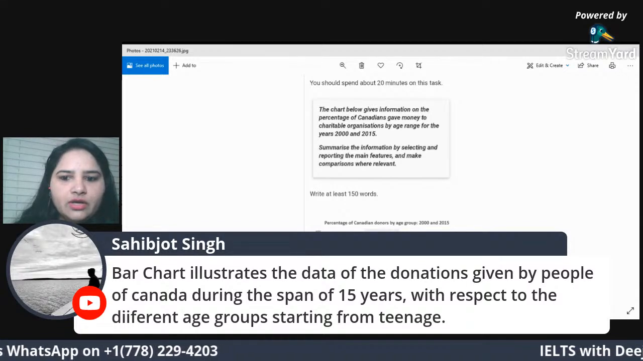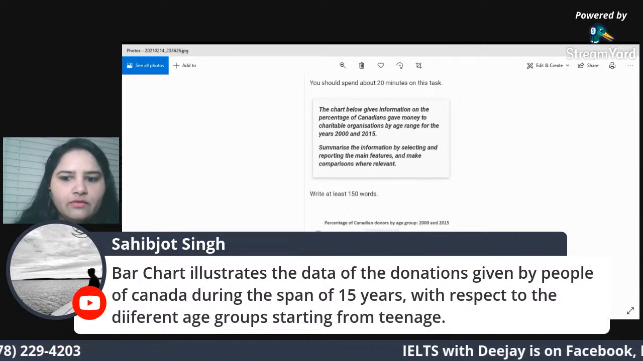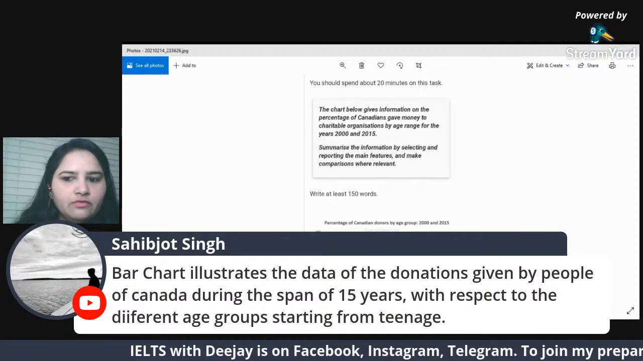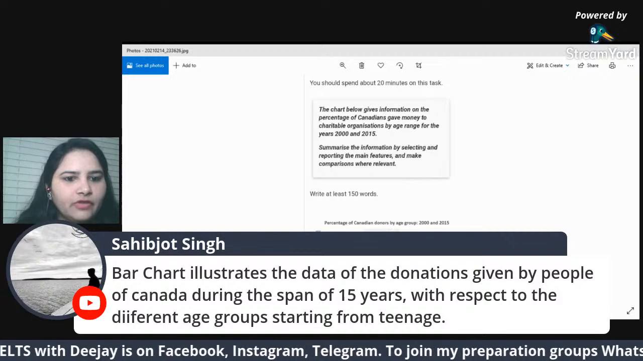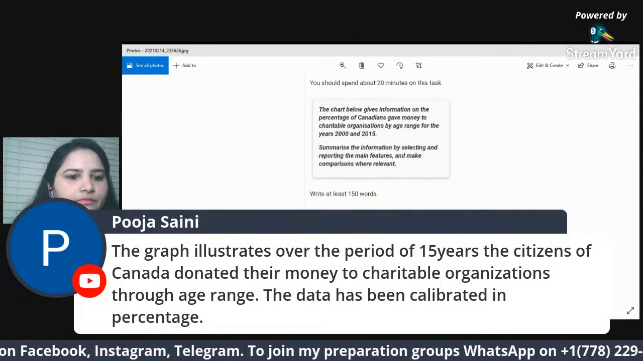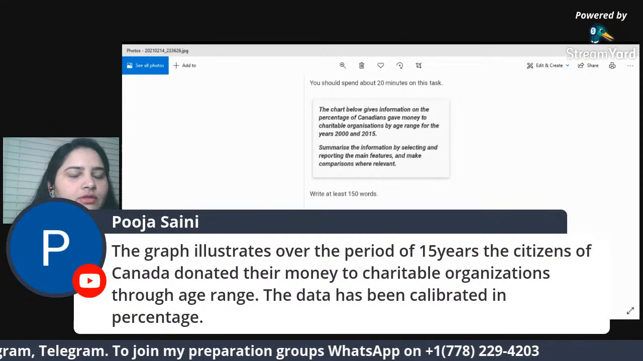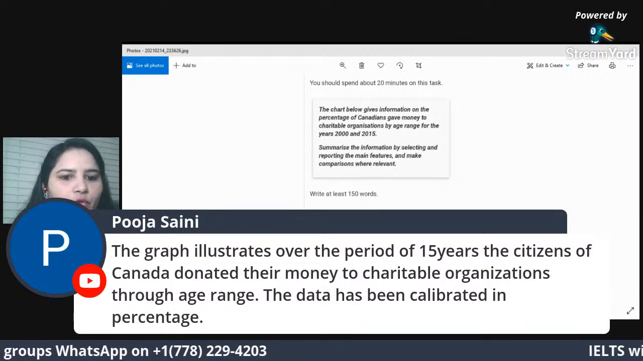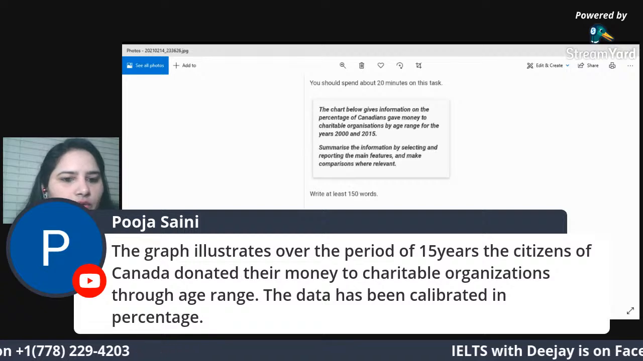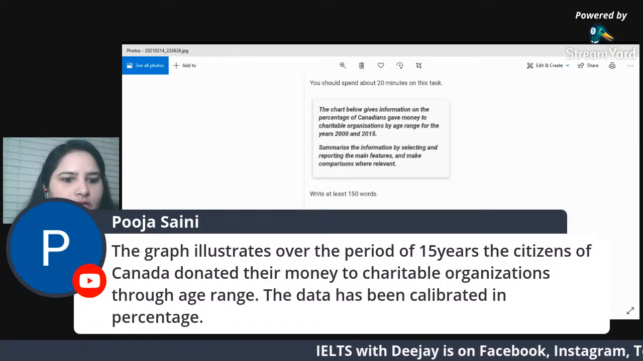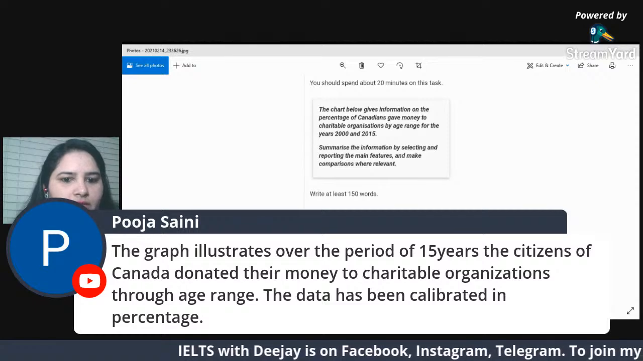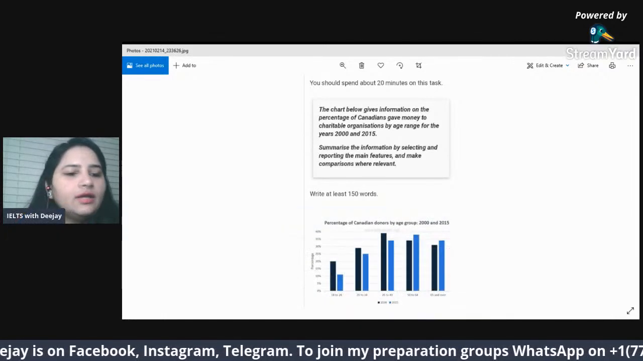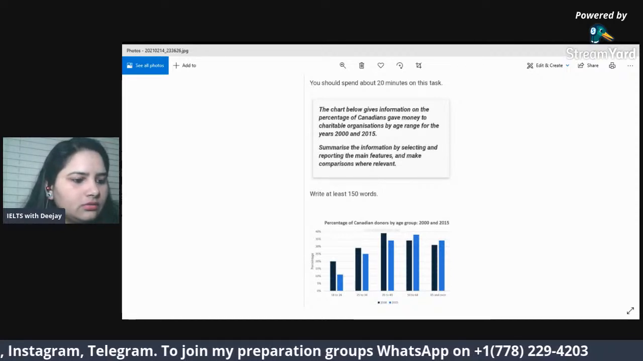The bar chart illustrates the data of the donations given by people of Canada during the span of 15 years with respect to the different age groups starting from teenage. Very good. You have to write "the bar graph illustrates," because this is the kind of answer. Over the period of 15 years, the citizens of Canada donated their money to charitable organizations through age range. The data has been calibrated in percentage. Good. Otherwise, it is good. You have written well.